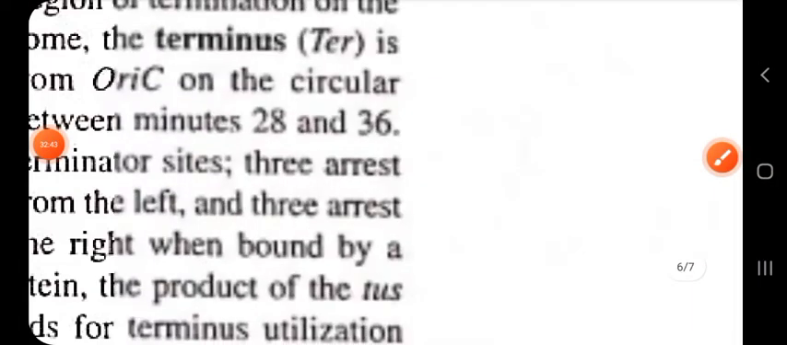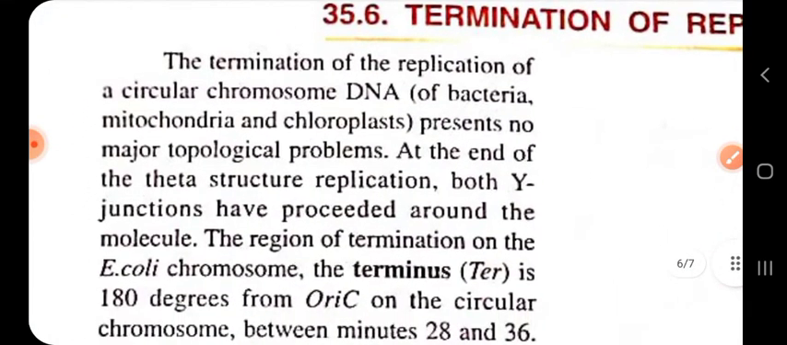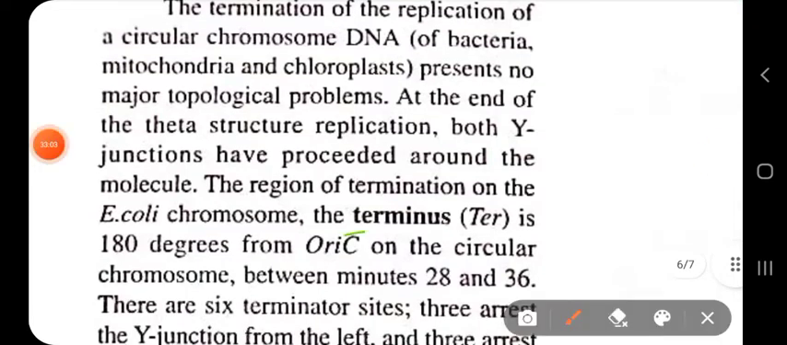So this was the thing. Now, the termination of replication of a circular chromosome of DNA in bacteria, in mitochondria and chloroplasts presents no major topological problems. There is a site called the TER site, also known as the terminator site. These TER sites are the indications that at this site your DNA replication process will be finished, will be completed.